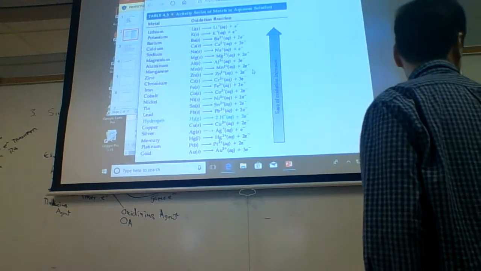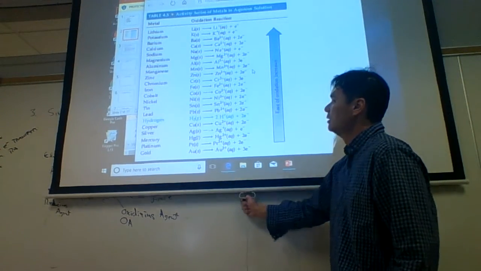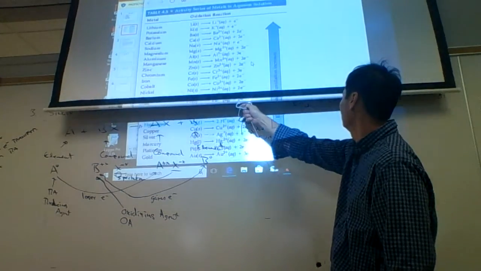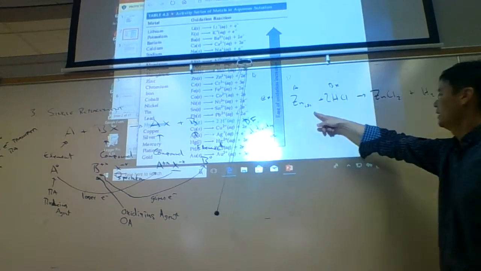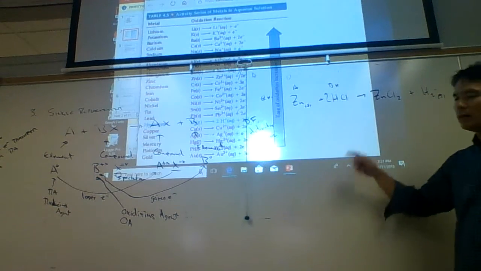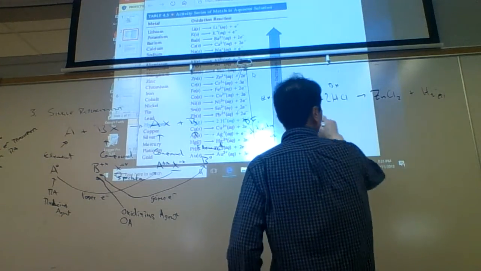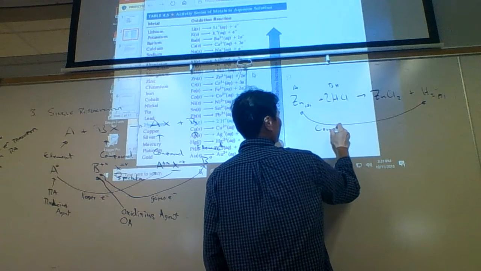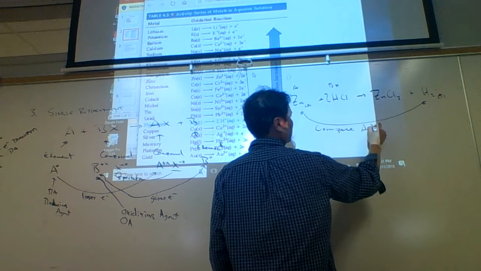And so let's just go ahead and use this activity series to find out if there's a driving force for this particular reaction. And so the reaction is magnesium. We want to compare the magnesium, or not magnesium, what are we doing? Zinc and hydrogen. So we compare the two elements. So we'll compare the activities of the two elements.